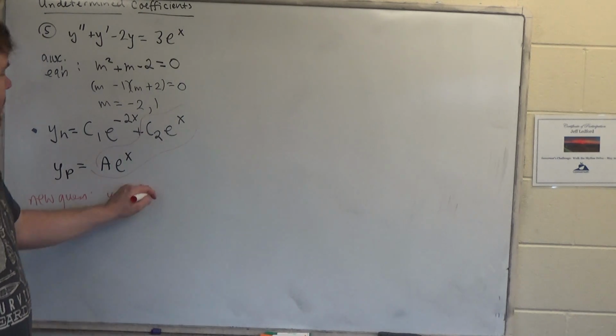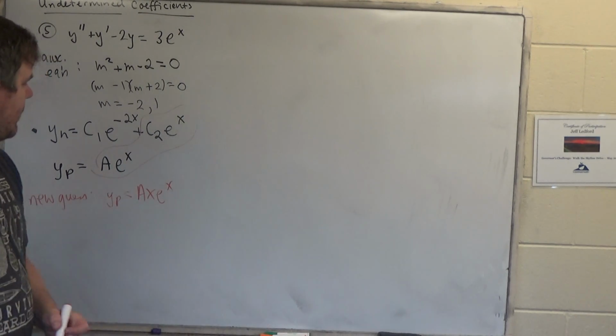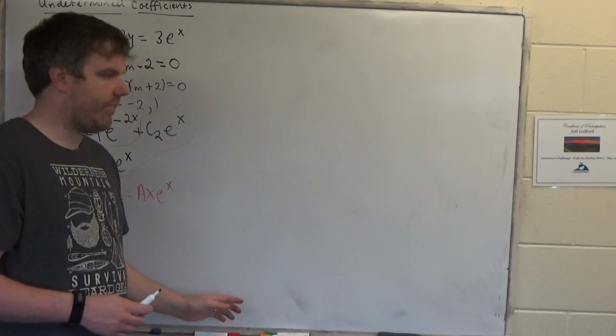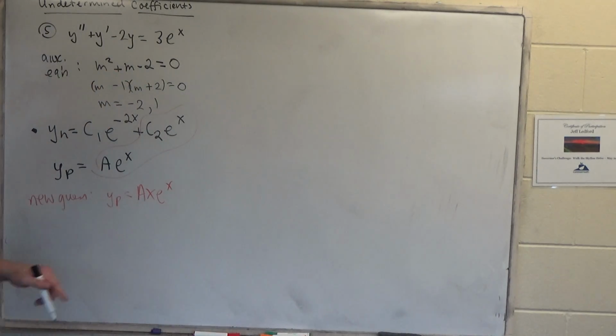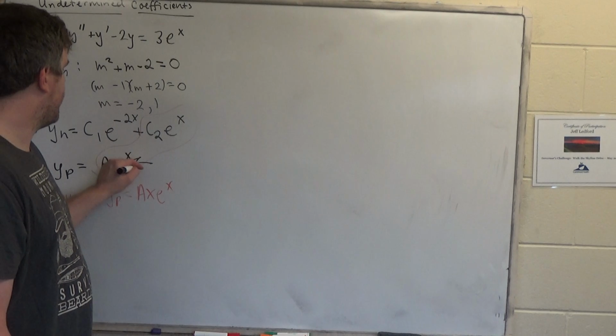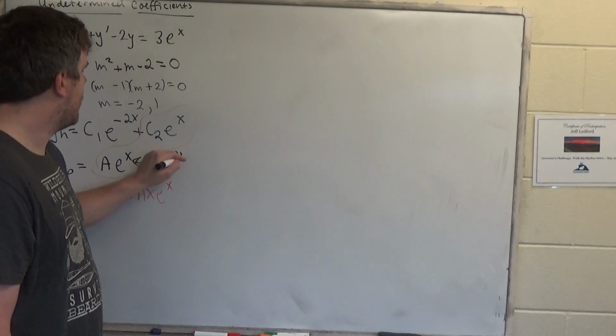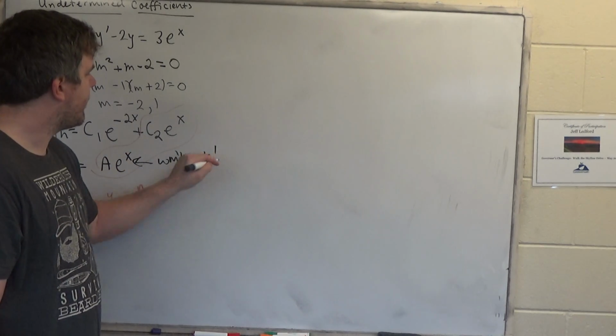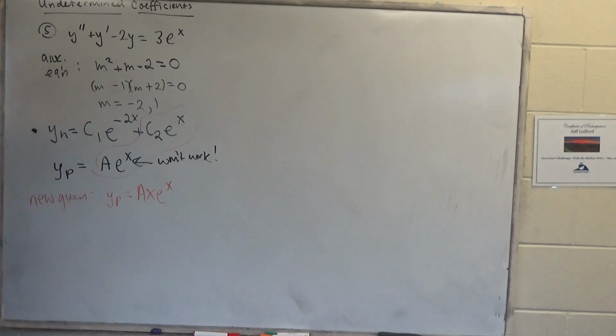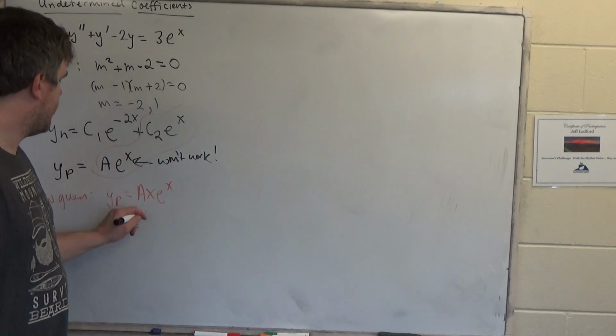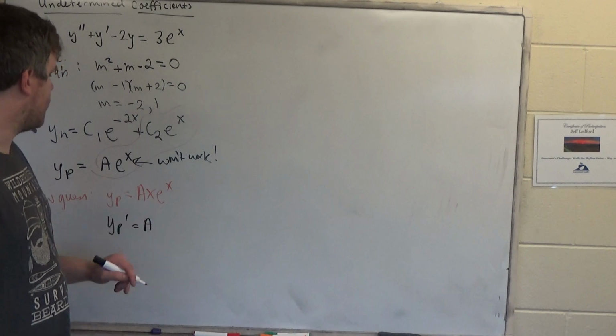And the fix is easy. We just multiply it by x. So we're now going to have to guess x e to the x. So I'm just going to put a note here that says won't work, because it's already in the homogeneous solution. Okay, so once we've amended our guess to be x e to the x, we just continue just like we did before. So let's see, I have to use the product rule now.